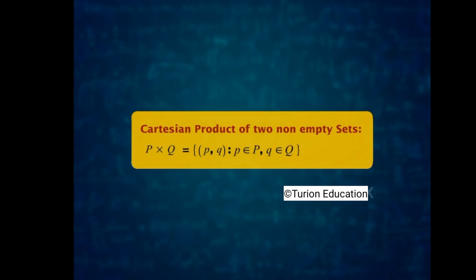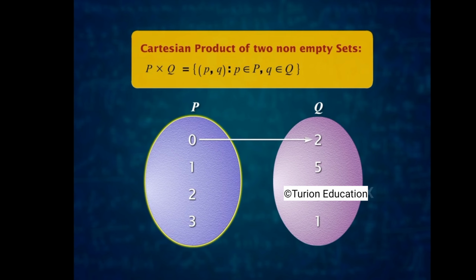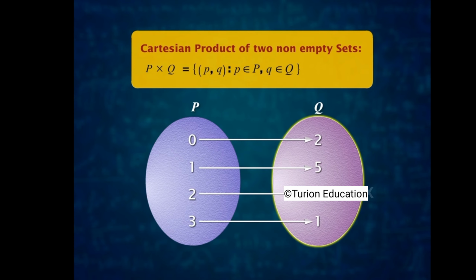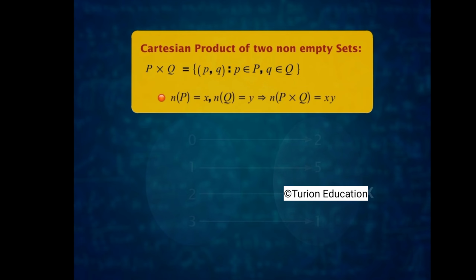Recall that the Cartesian product of two non-empty sets, P and Q, is the set of all ordered pairs whose first member is an element of set P and whose second member is an element of set Q. It is called a product, but here we do not multiply. We just pair the elements. So, if sets P and Q have x and y elements each, then the product set P cross Q will have x times y elements.